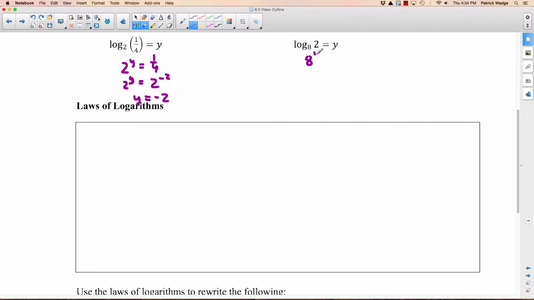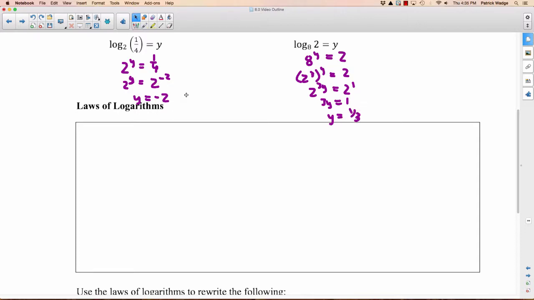8 to the y equals 2. Again, let's try to get the same bases here. So we could write this one as 2 cubed to the y equals 2. Well, the rule is with a power of a power, you just multiply. So you get 2 to the 3y equals 2. Might as well put an exponent here, 2 to the 1. Well, they have the same base of 2, so the exponents have to be equal. 3 times y has to equal 1, which means y equals 1/3.